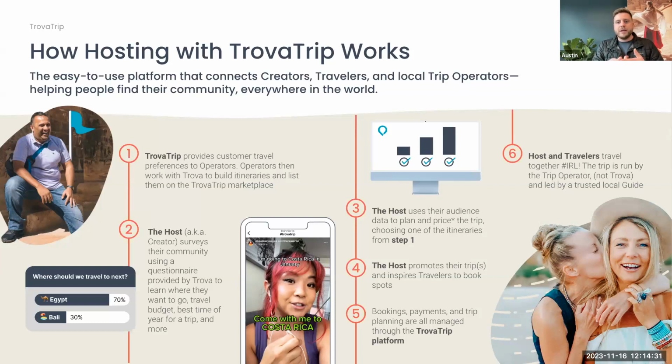Everything from where they want to go, the price of the trip, best time of year to travel. And then you use our online portal to request that trip. The operators that are working in that destination will then let you know how much it costs. So that way you can add your margin to it. And then you open the trip for bookings.